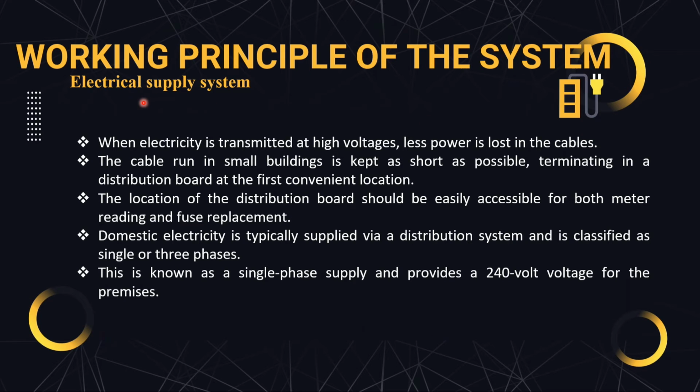For the electrical supply system, when electricity is transmitted at high voltage, less power is lost in the cable. The cable run in a small building is kept as short as possible, terminating in a distribution board at the first convenient location. The location of the distribution board should be easily accessible for both meter reading and fuse replacement. The domestic electricity is typically supplied via a distribution system and is classified as single or three-phase. This is known as a single-phase supply and provides a 240-volt voltage for the premise.